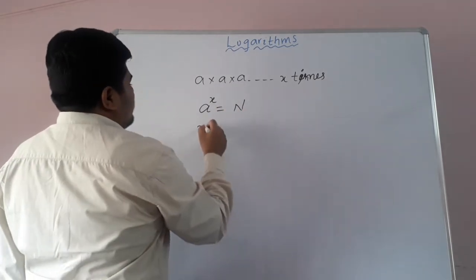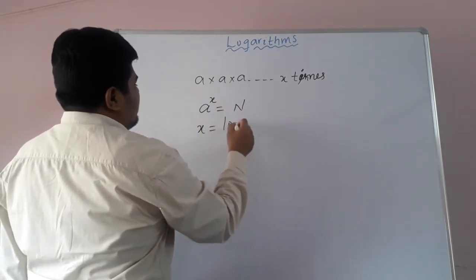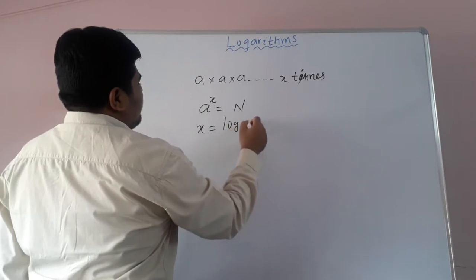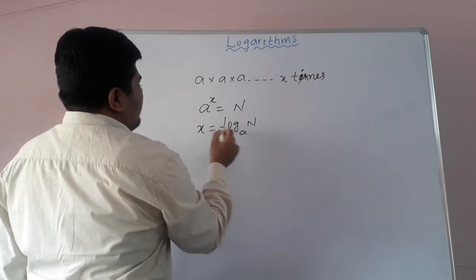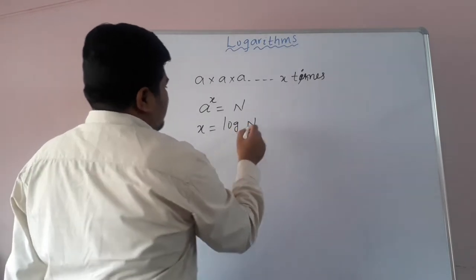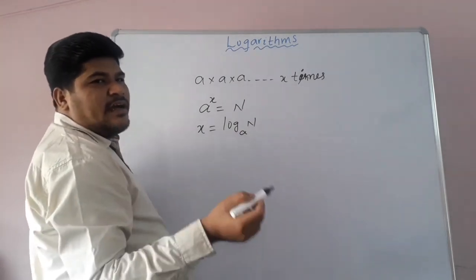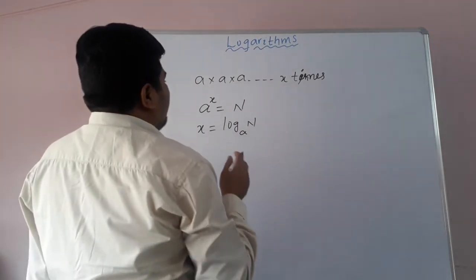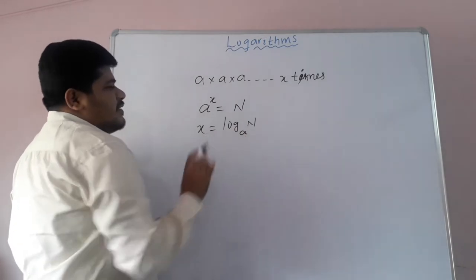to the base a. Symbolically we can write it like this: x is equal to logarithm of n to the base a. We have to write the base small, here. So x is equal to log n to the base a. Children, here x is called the logarithm of n to the base a.